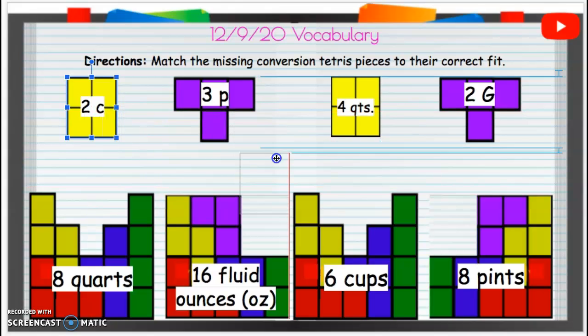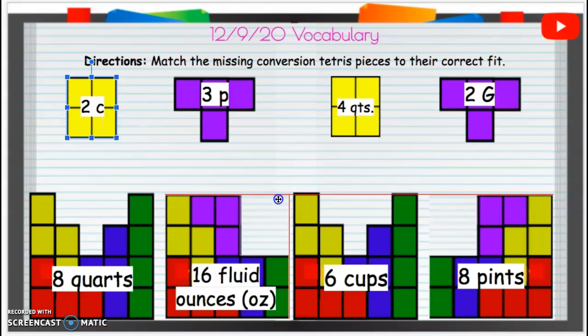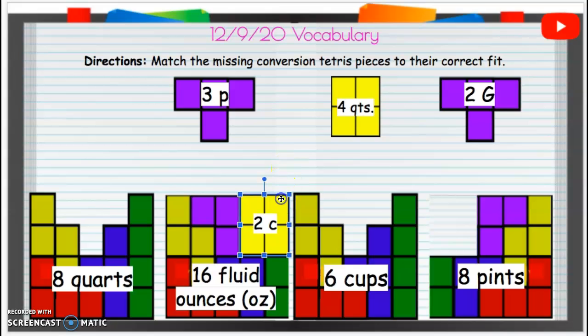So we are going to match our Tetris pieces. There we go. So that piece goes there. Awesome. Let's take a look at the next one.